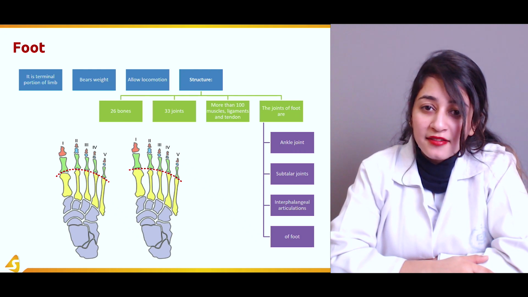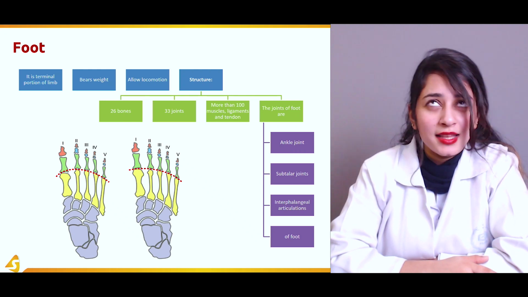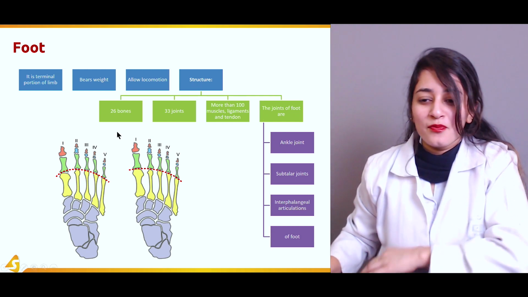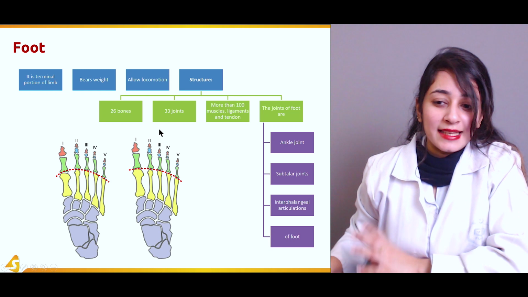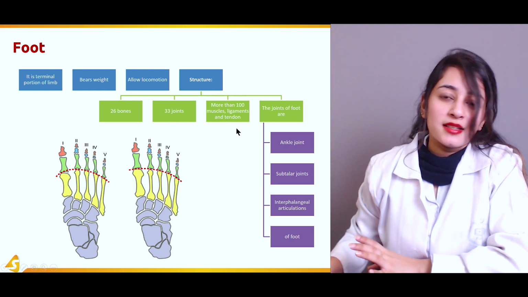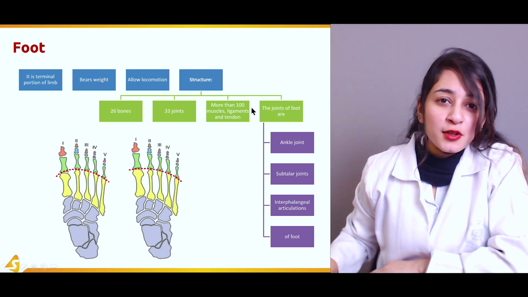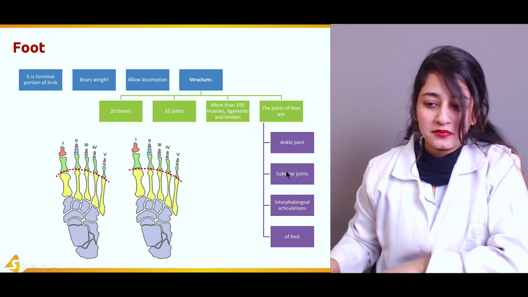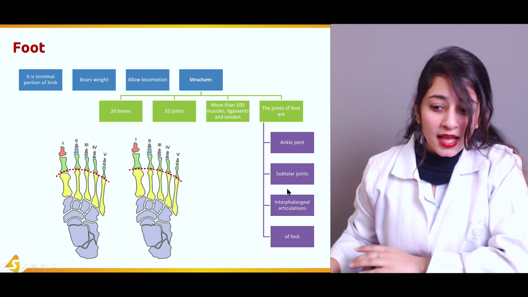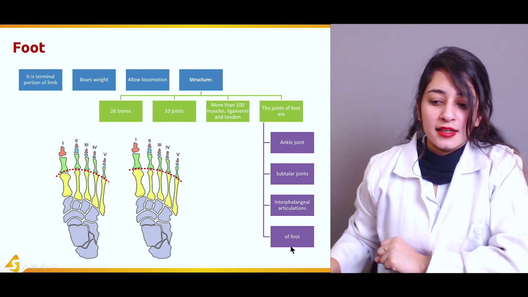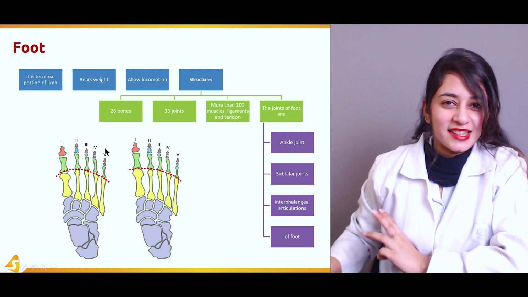In which we are going to have 33 joints. That's a bit complicated, but grasp it like the way I'm telling you. More than 100 muscles, ligaments, and tendons are present. Oh God, that's too much. The joints of the foot are ankle joint, subtalar joints, interphalangeal joints, and then there are 3 joints.